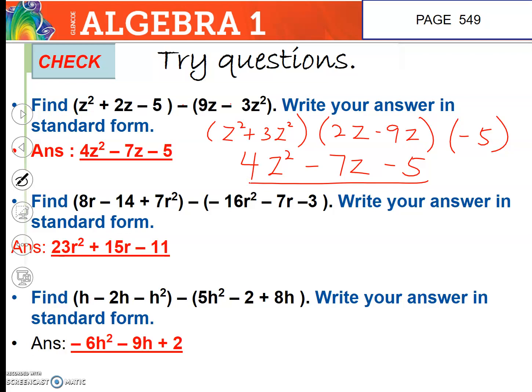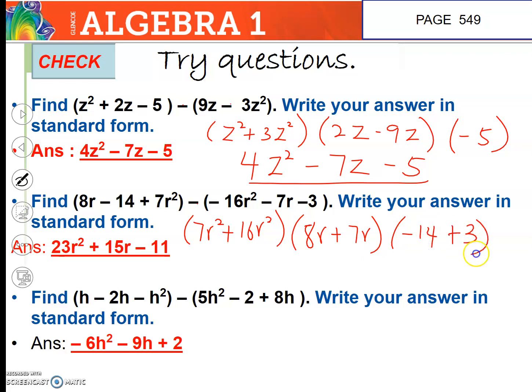The third one, in solving, we go for the first, writing it in the standard form first. So we're going to have 7r squared minus 16 will give us plus 16r squared. Then the next one we go for 8r minus 7 will give us plus 7r. And the last one we go for our constant, minus 14 minus 3 will give us plus 3. Now in solving this, we are going to have 23r squared, then we have plus 15r, and minus 14 plus 3 will give us minus 11.